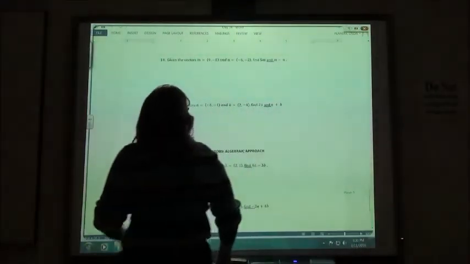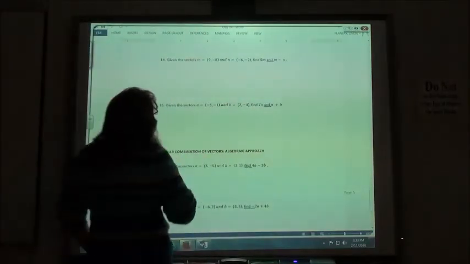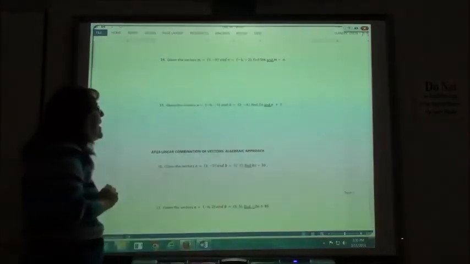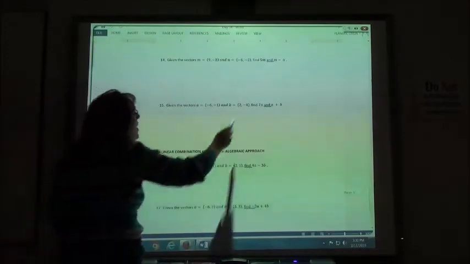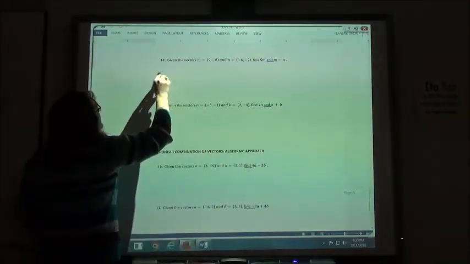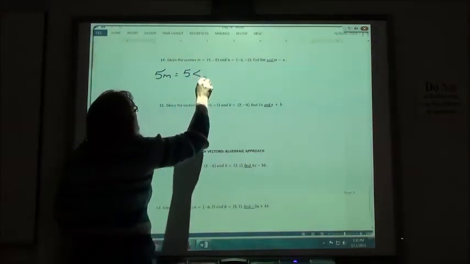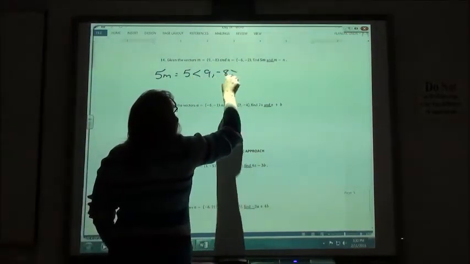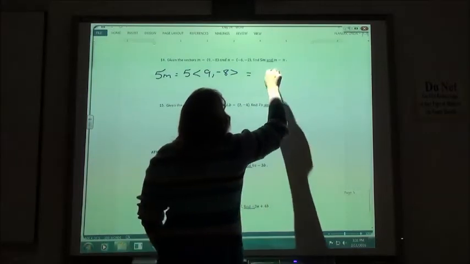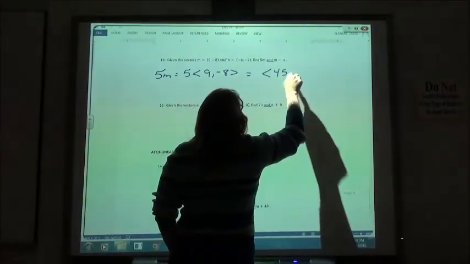Number 14. Given the vector m is 9, negative 8, and n is negative 6, negative 2, find 5m. So 5m means I'm taking 5 times vector m, which is 9, negative 8. I would then end up at 45, negative 40.